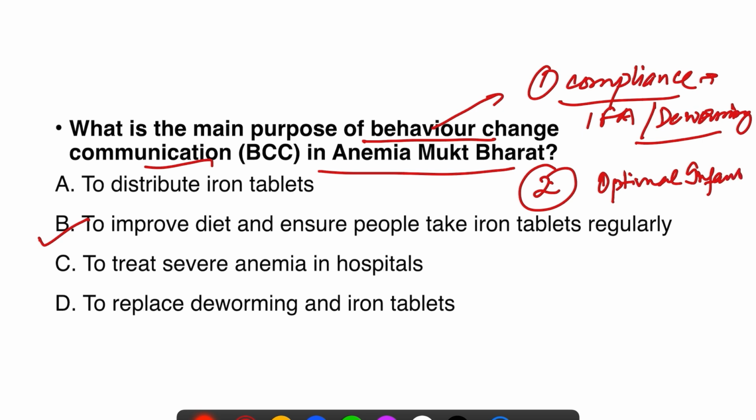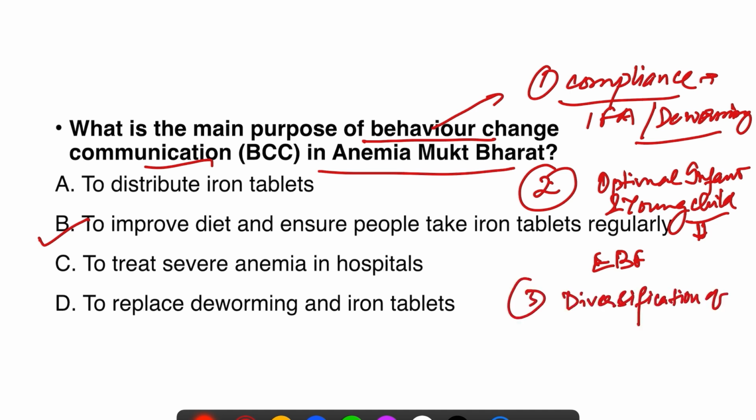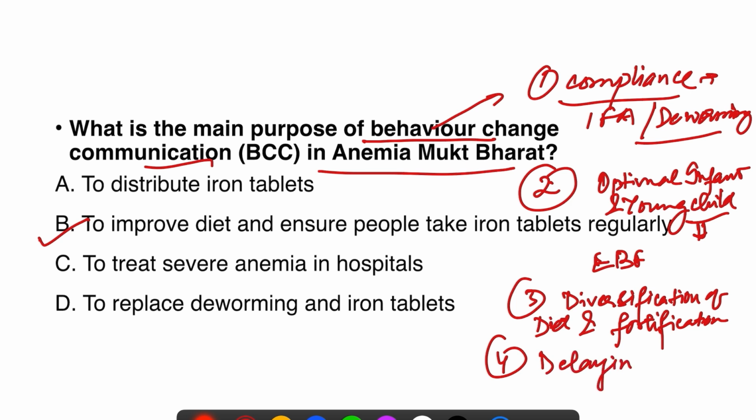Second is optimal infant and young child feeding. In this, the government is promoting exclusive breastfeeding and age appropriate complementary feeding. Third is diversification of diet and food fortification. Next is delaying the cord clamping.